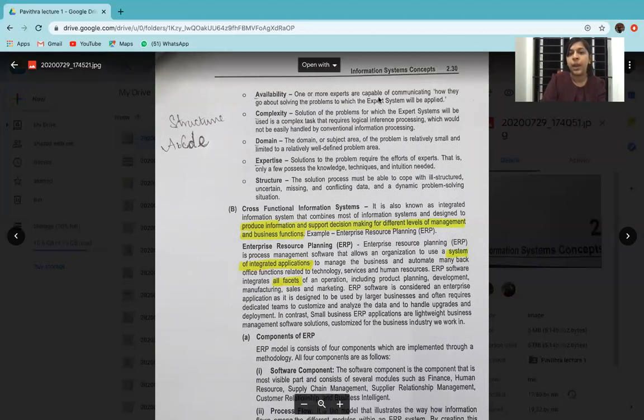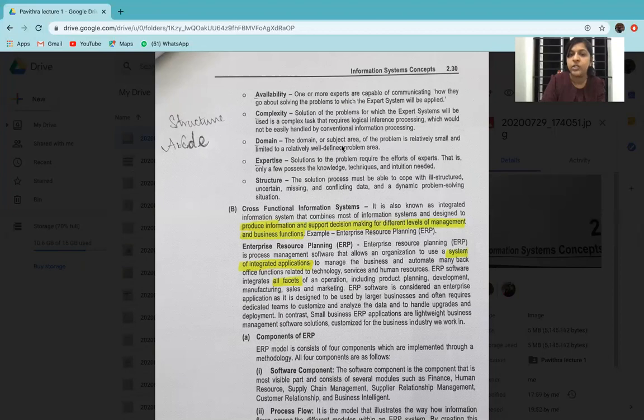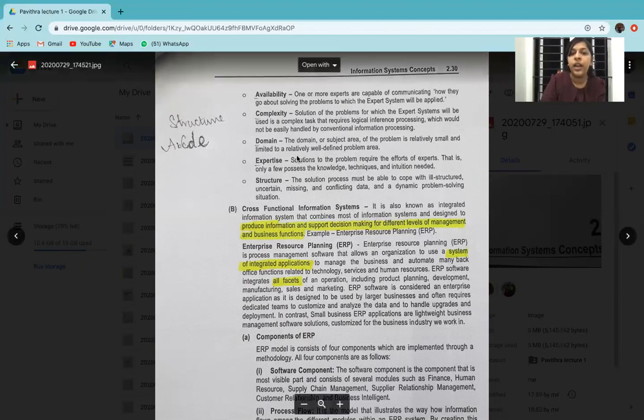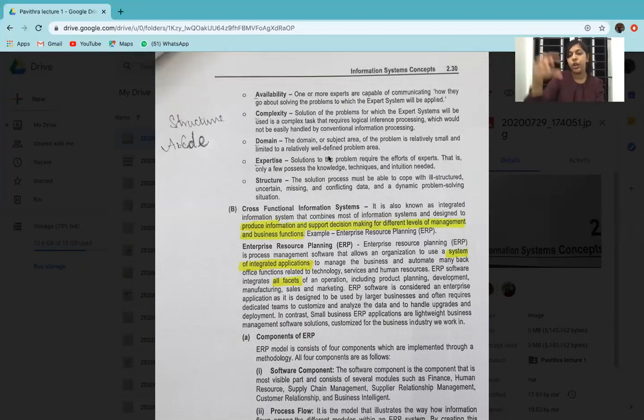And then availability: our experts are capable of communicating how they are going to solve the problem, so the expert system must be available. And then complexity. Solution of the problem will be used in complex tasks, so it is going to deal with complex problems. And domain. Domain means a particular locality or area. The domain of the subject area is relatively small and limited to a relatively well-defined problem area. It is going to be for a particular domain only.